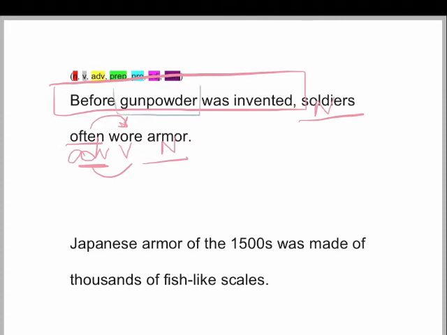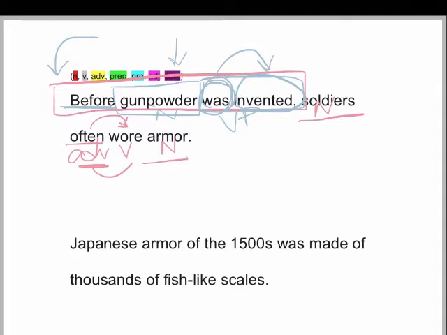But gunpowder is another noun, and was invented is a verb phrase. Okay? Was would be an auxiliary verb, and invented is your past participle. Before is a subordinating conjunction. So conjunction is one of those words, and it's a time word. Okay? So before gunpowder was invented, soldiers often wore armor. That's pretty much that one.